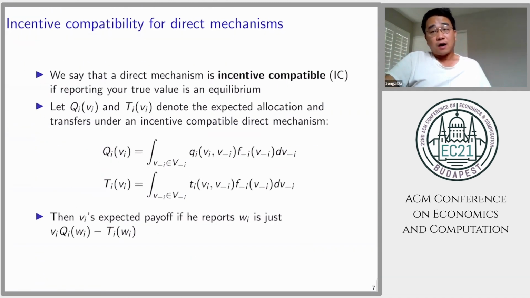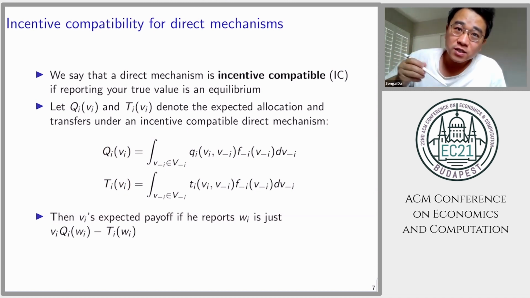Finally, the equilibrium condition in a direct mechanism is called the incentive compatibility condition, IC condition. It just means that reporting your true value is an equilibrium. For the IC condition, we are looking at Bayes-Nash equilibrium, so what is important is the interim expected allocation, which we write as capital Q_i, and the interim expected transfer, capital T_i. Type v_i's interim expected payoff is just v_i times Q_i minus T_i.